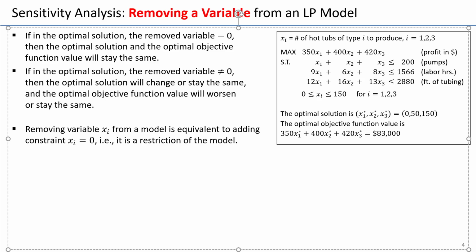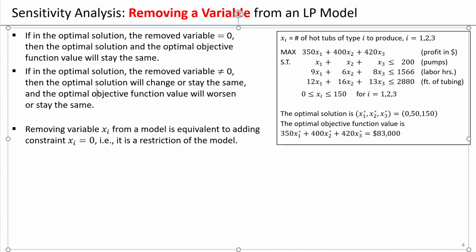So why is this working like this? Well, it is working this way because removing a variable from a model is equivalent to adding a constraint on this variable, a simple constraint, xi equals 0. If we're adding a constraint, if you recall, this is like a restriction of a model. And in a restriction, we know that the optimal objective function value might become worse or it might stay the same. So basically those two cases are what happens if we restrict the model.